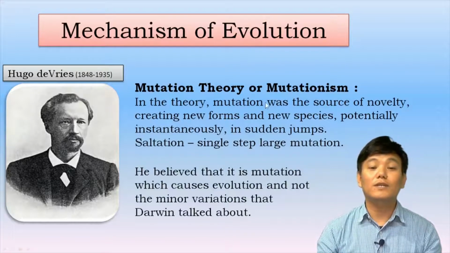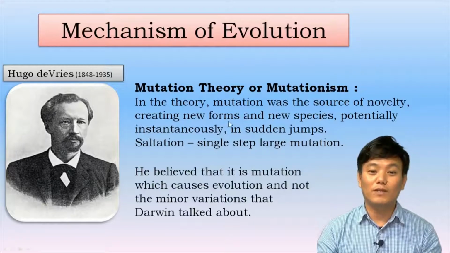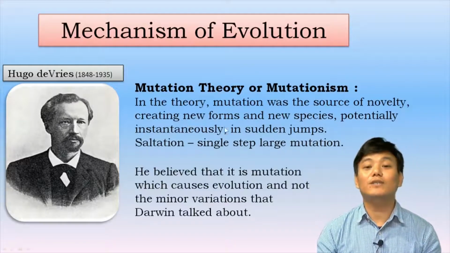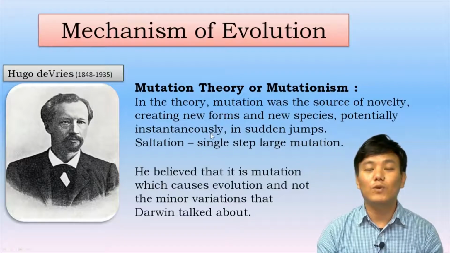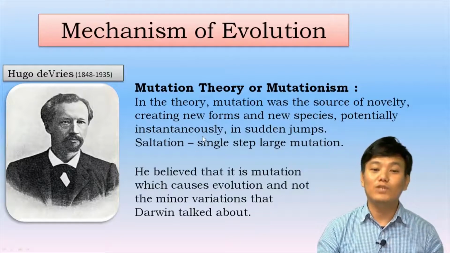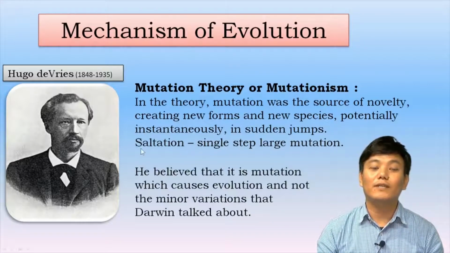In his theory, he said that mutation was the source of novelty. New forms arose due to mutations, and these new forms can sometimes become new species instantaneously. Unlike Darwin's slow process, Hugo de Vries said that new species can arise due to sudden mutations, and therefore it is also called saltation.